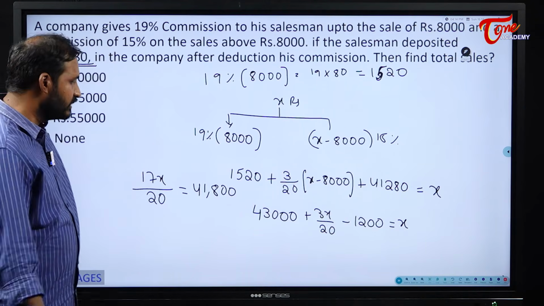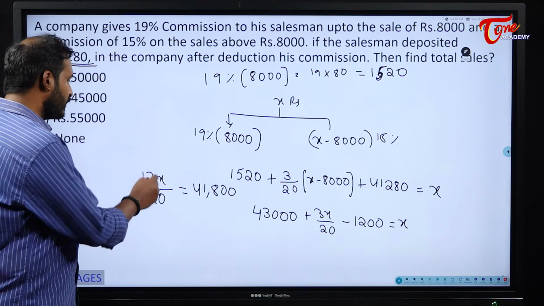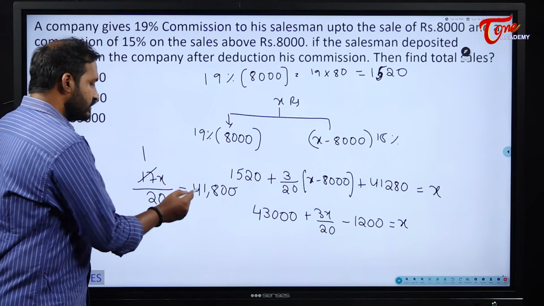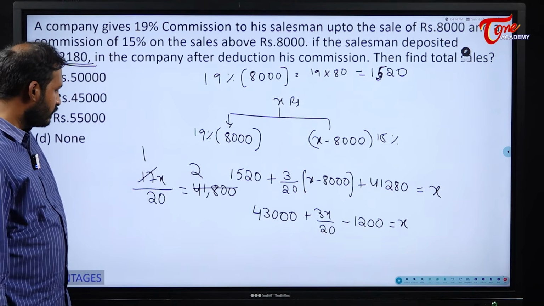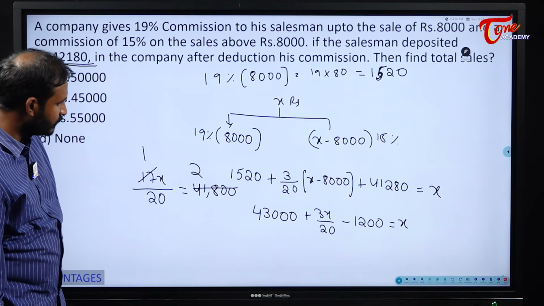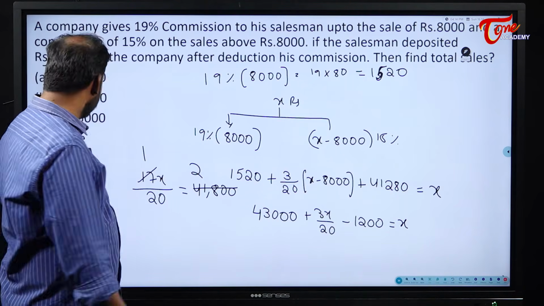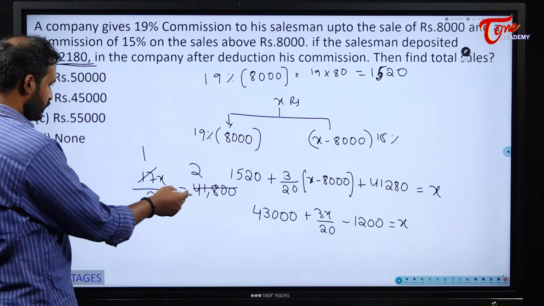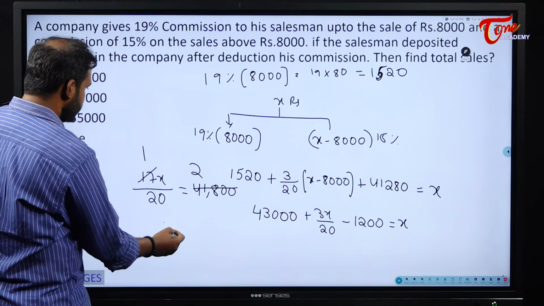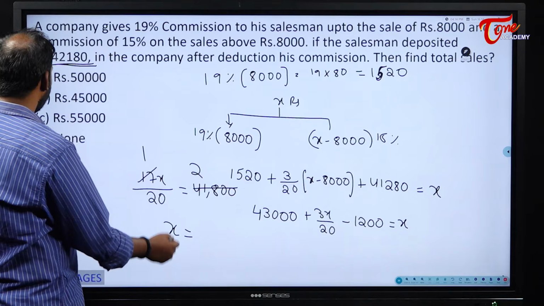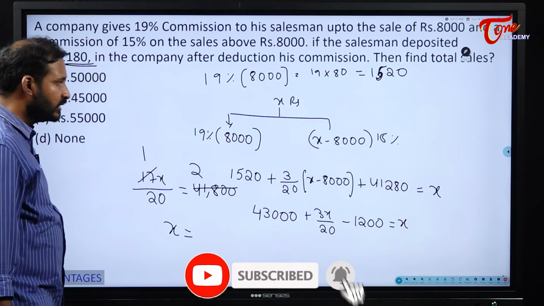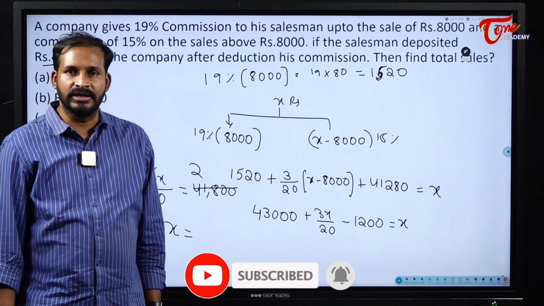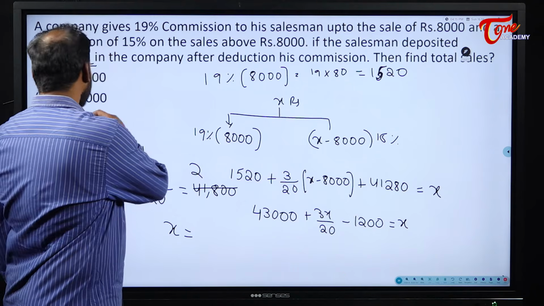41,800. Solve for this, what you will get? 17 ones, 17 twos are 34. Okay, so what you will get here? 1200. You will get something like this. So the x value you will get here is some 5,000. Solve for this, you will get the answer as 5,000.